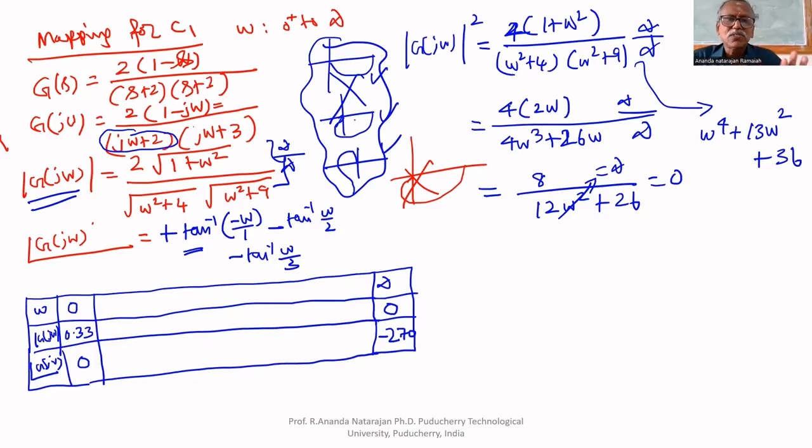So these rules we can apply only if there is no numerator polynomial, that is the first condition. Second condition, all poles must be in the left hand side. Then only we can apply all these rules. So it ends at minus 270. You find the intermediate values here, at omega equal to 1, 2, 3, like that.